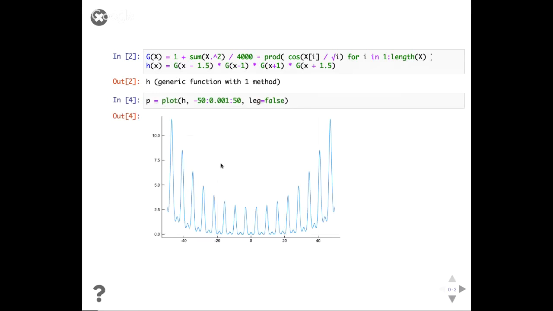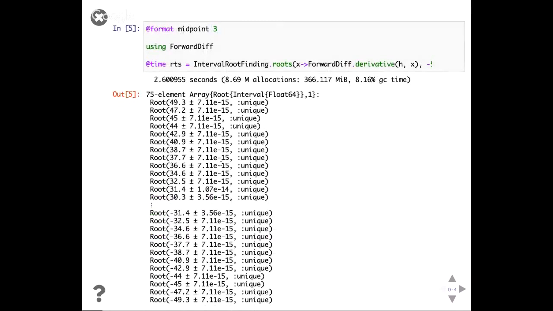So how am I going to do that? So one way would be to find all of the local minima and then take the smallest one, right? Probably a bad idea, but let's try that. So we can do this with our interval root finding package. And there's a function roots. I just give it a function and I give it some range. I will find all of the roots of that function in the range. So here I'm finding the roots of the derivative of my function to get the stationary points. And that's using ForwardDiff for the derivatives.